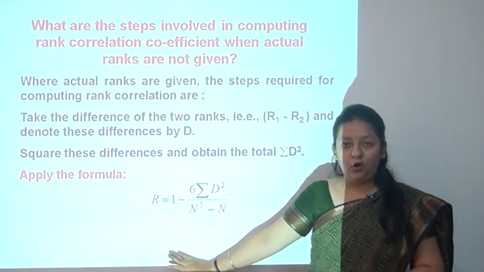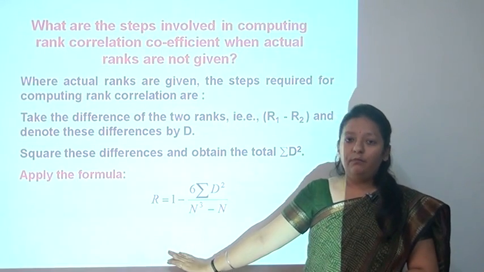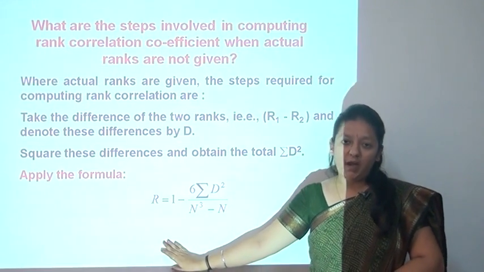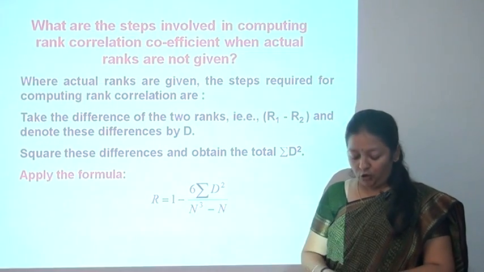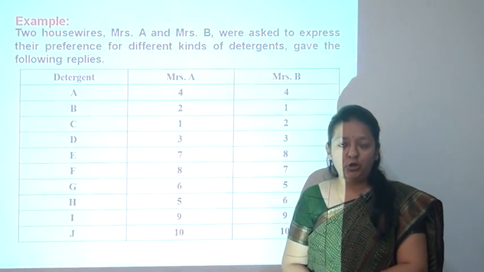Then apply the formula given by Spearman: 1 minus 6 sigma D square divided by n cube minus n, which gives the rank correlation coefficient.